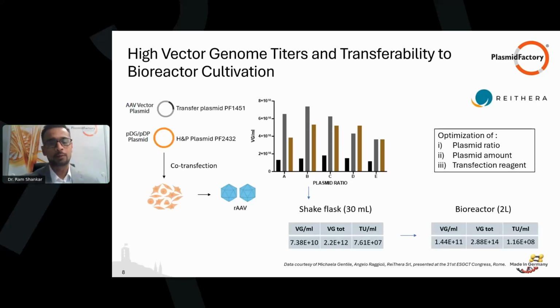Getting 10 to the 11 vector genomes per milliliter is actually pretty good value. And importantly, they also had 10 to the 8 particles per milliliter transducing titers, which is an important factor to consider when you are looking at your application.